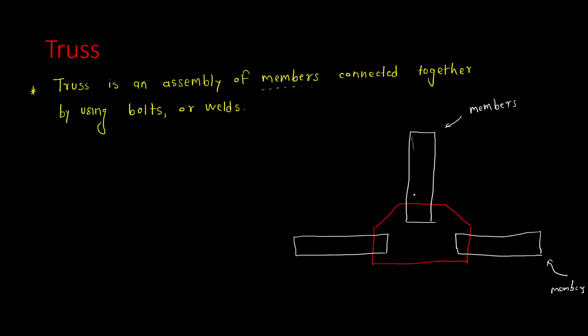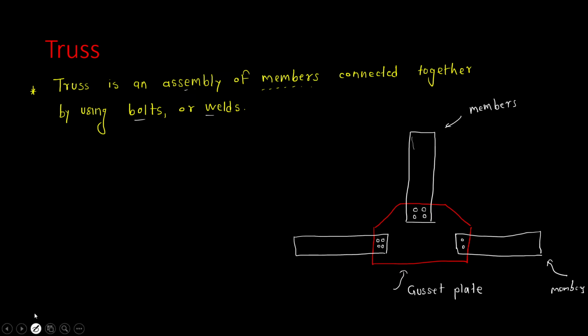Now as we have seen, what is a truss? A truss is an assembly of members which are connected together by either bolts or welds. So in this case now we will take the bolts. So these circles which you are seeing, these are nothing but the bolts which are attached here. Due to these bolts, these members are connected to this red plate, and this red plate is called a gusset plate.